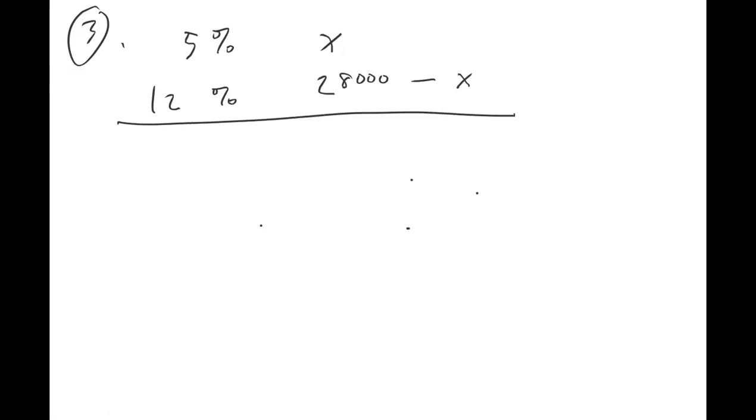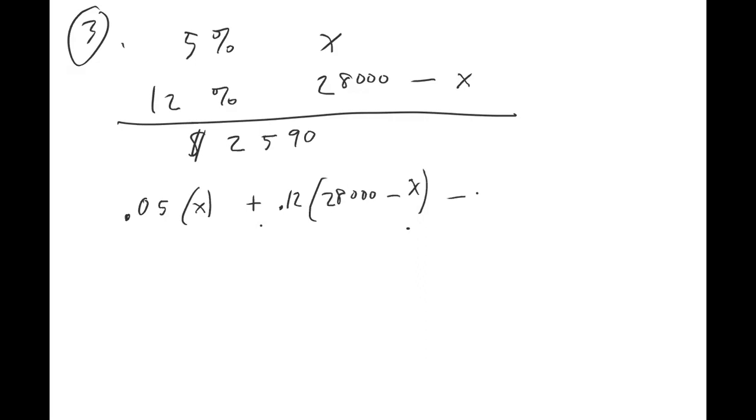So the total amount of money that she gets is equal to $2,590. So what this means is that if you took 0.05 times X, and you also added 0.12 times 28,000 minus X, then it would equal the interest that was gained, which is $2,590.